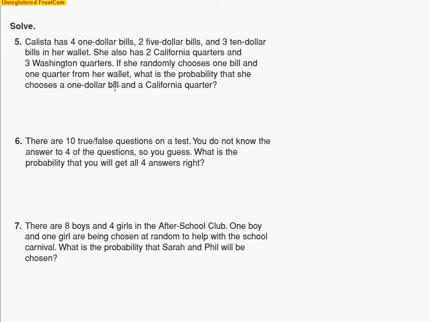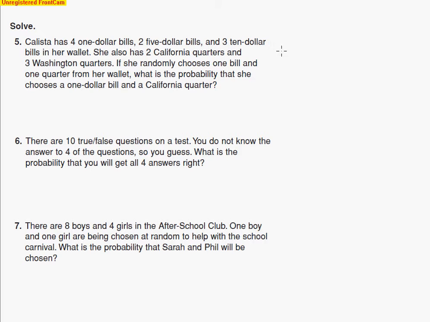Well, does it really matter if she's got these bills and got these quarters? Does it matter that she chooses a $1 bill, a $5 bill, or a $10 bill? Will that have an effect on the type of quarter that she picks, either a California or Washington? No, it doesn't. It doesn't matter whether she picked a dollar bill, a $5 bill, or a $10 bill. That has no effect on the California quarter that she's going to end up trying to pick. So this is an independent event. One does not affect the other.